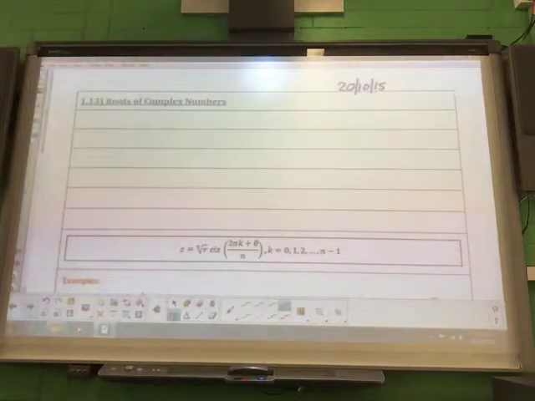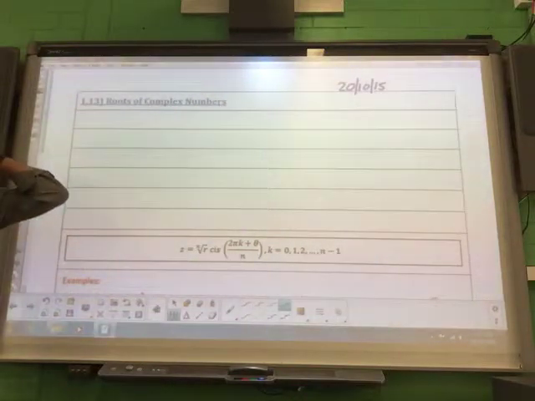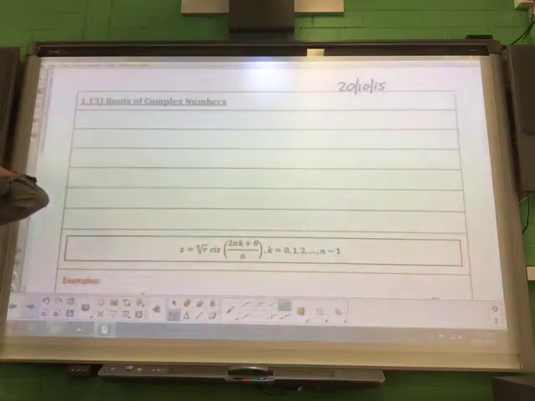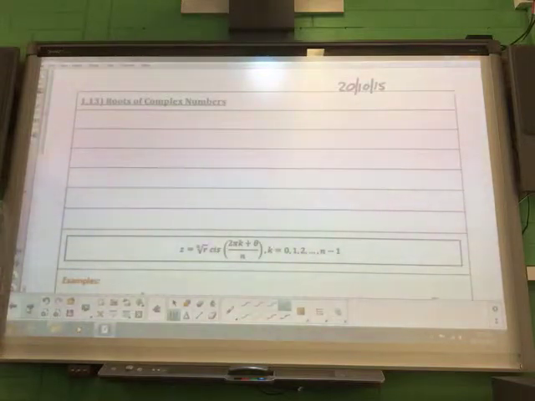Alright, so the roots of complex numbers. We have already looked at square roots. We looked at a technique for how to find the square roots of a complex number, by simplifying a quadratic to have complex roots, for example. This is another method that we can use. In our notes, we've got the formula there.